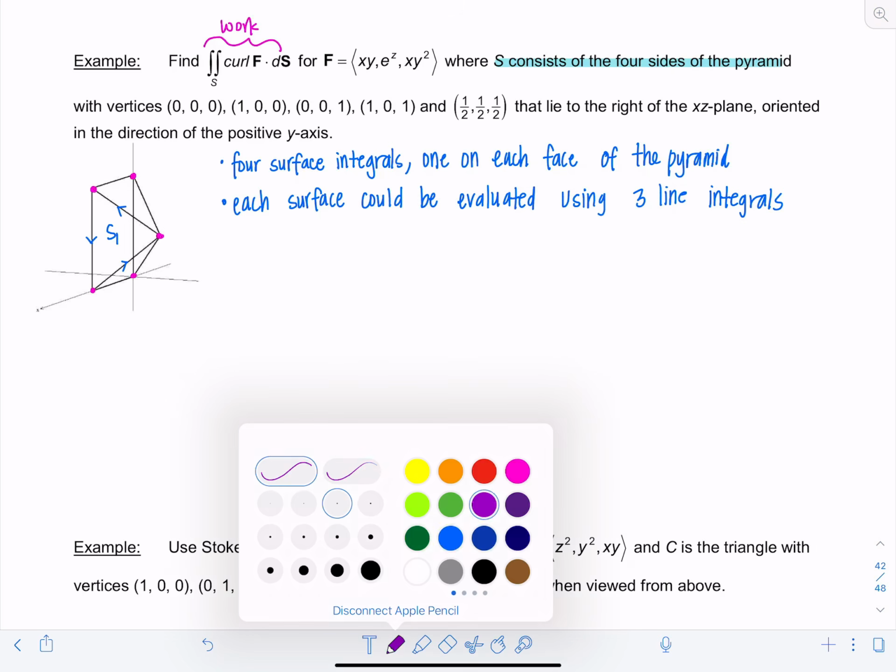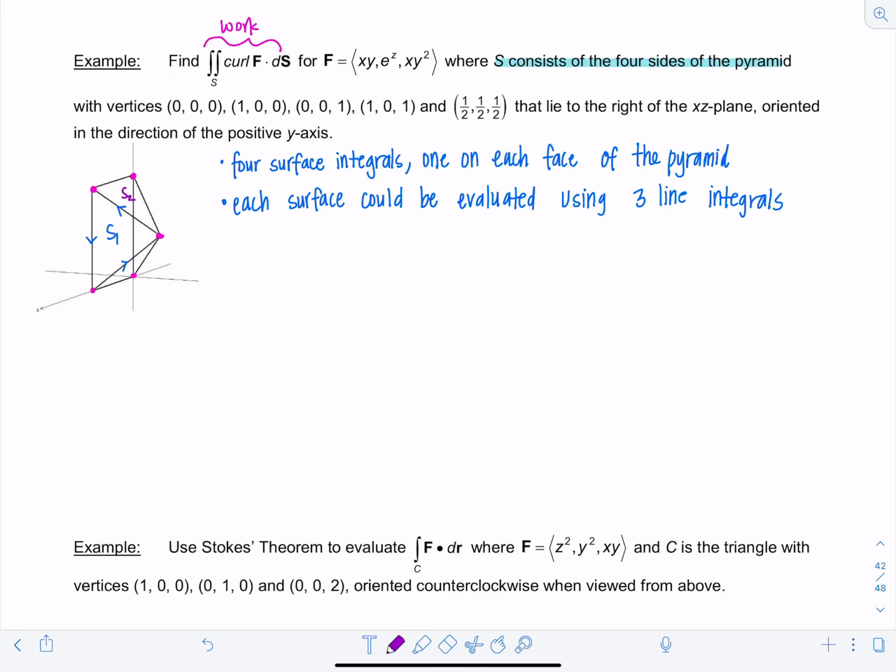Then you would move on to the next face, maybe surface 2. So you'd have a line integral this way, and then this way. And then you would repeat, right? So there's the one face that's in the YZ plane, and then this slanty one here, right? That would be your fourth one.